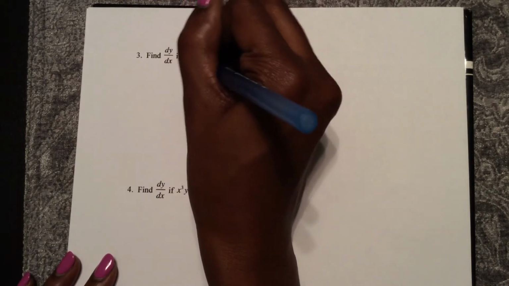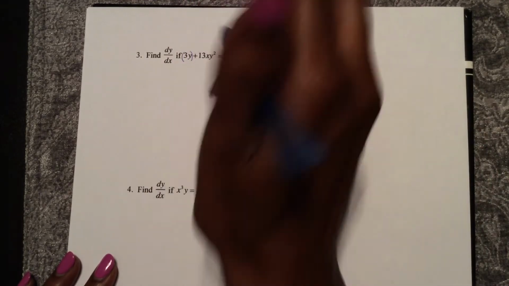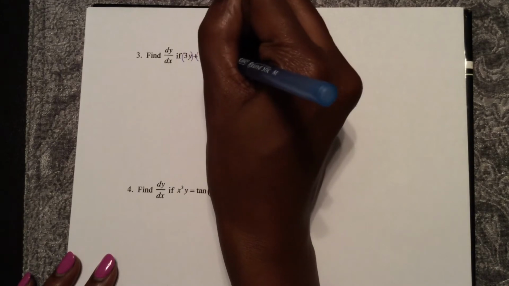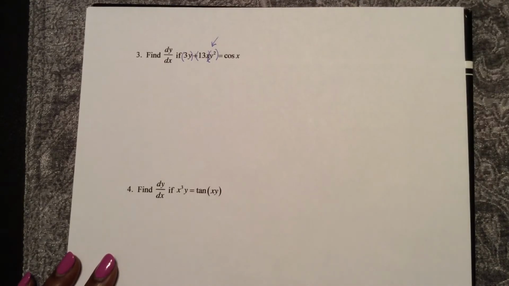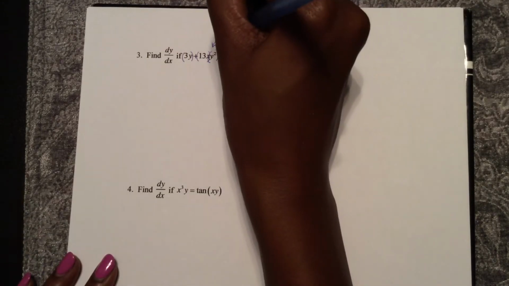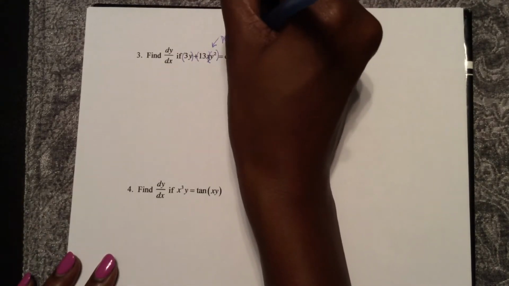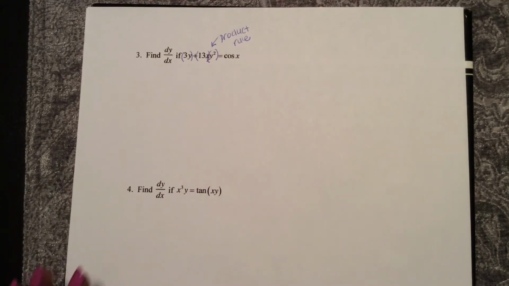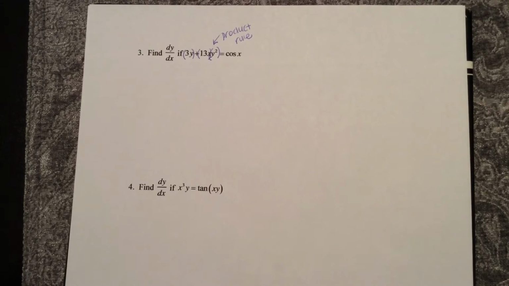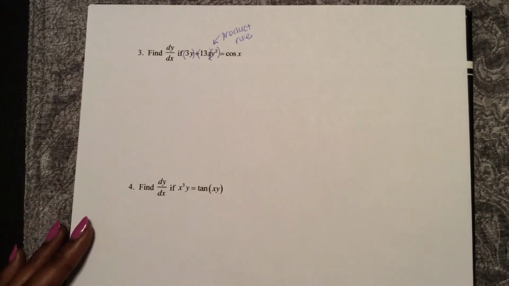This is one function here, 3y. Here, I'm going to look at this as being 13x multiplied by y squared. So when I differentiate that, this is going to be product rule. And then here is its own separate function. So now that I've made a plan of how to visualize this problem as separate functions of both y and x, I can use implicit differentiation.